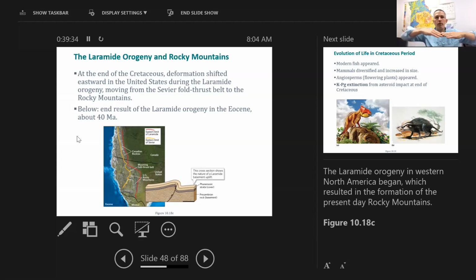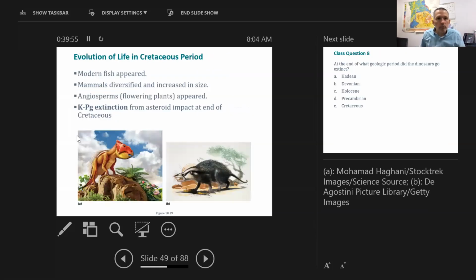Again, a thrust fault is a compressive force where the fault angle is less than 45 degrees. If it was more than 45 degrees, steeper like this, it would be a reverse fault. But in this case, since it's more horizontal than it is vertical, it's going to be called a thrust fault.